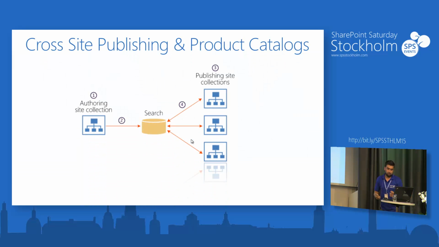So the concept here is described as here. For example, you have an authoring site collection, so you create all the content here, and then use the search to index all this content. And on the publishing side, you use the content search web part to fetch all this content.